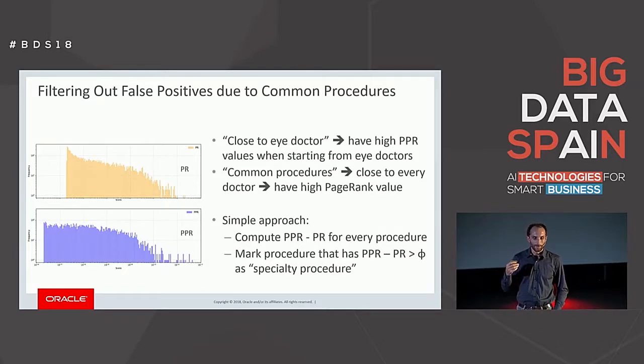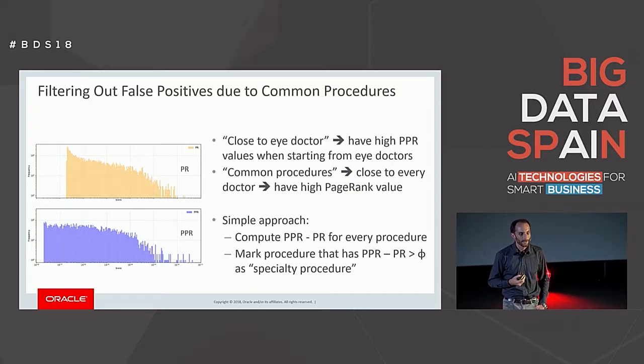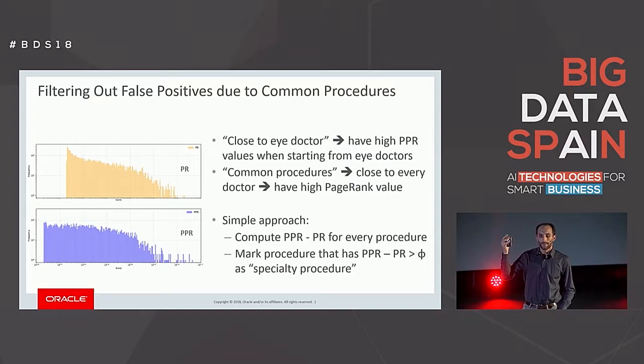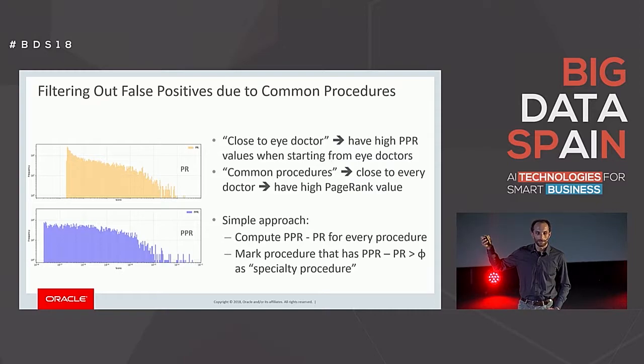The way you can do that is to notice a property of PageRank. If you think about PPR, as I said, it's a special case of PageRank, where you start from a subset of the nodes. Instead, PageRank starts randomly from any of the vertices. So basically, if you think about PageRank, the specialties or the prescriptions or operations that are very common, so that are done by many, many doctors, are going to have a very high PageRank score, just because they're connected to many vertices in the graph.